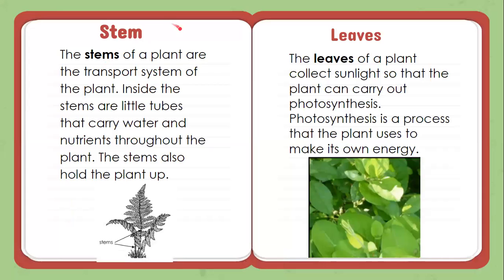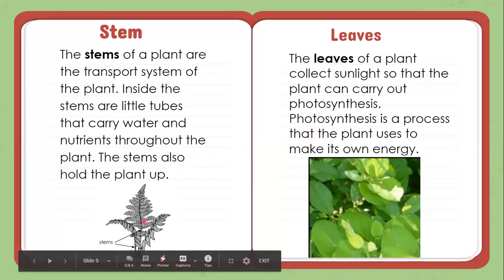Okay, so the stem. The stem of the plant is the transport system of the plant. Inside the stems are tiny tubes that carry water and nutrients throughout the plant. The stem also holds up the plants, like you can see in the picture. Here are the stems.